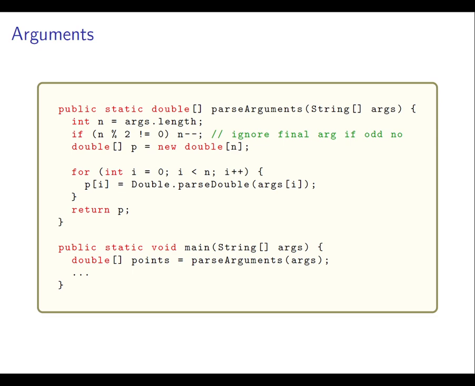Okay. And what else is there to say? We're going to create a new array of doubles, call it p, and then we're going to iterate over the length of p, and we're going to fill in each element of this array of doubles by looking at the corresponding argument and calling the parse double function, which we conveniently find in the Double class, in order to get a double out of the appropriate string. And having done that, we're going to return that array of doubles, and then we're done.